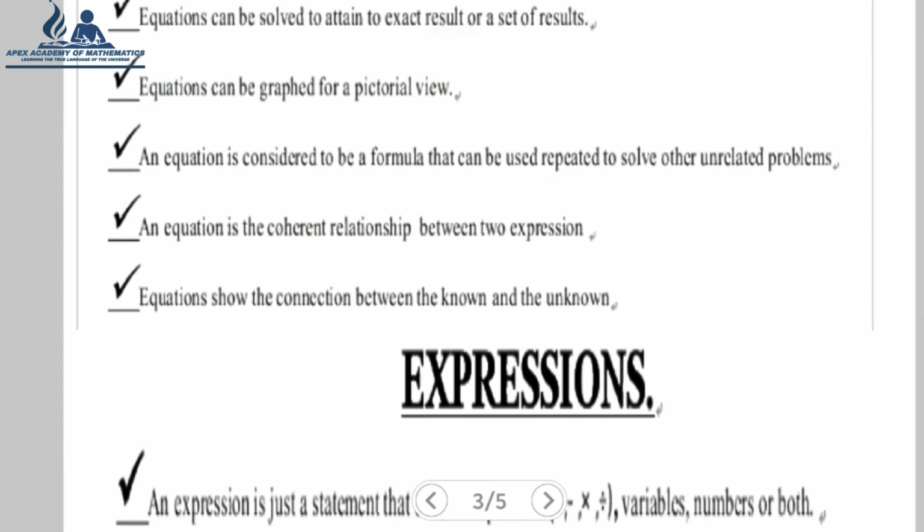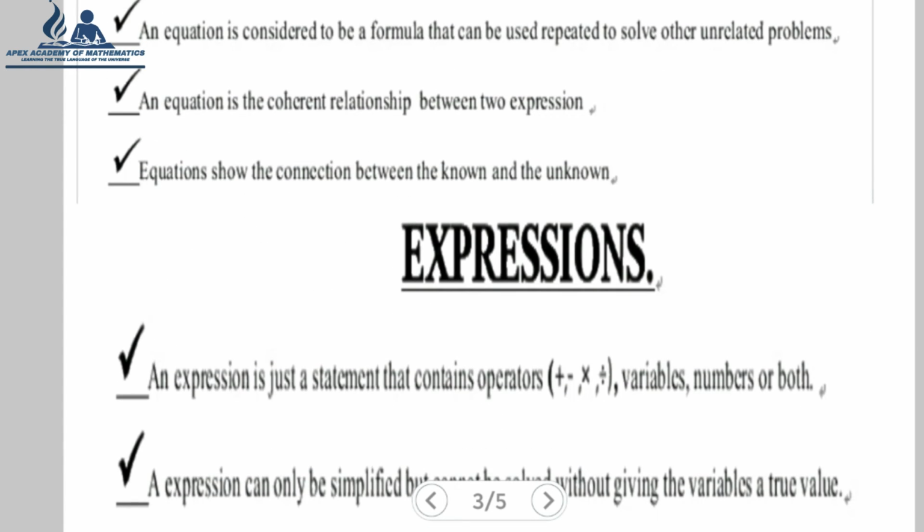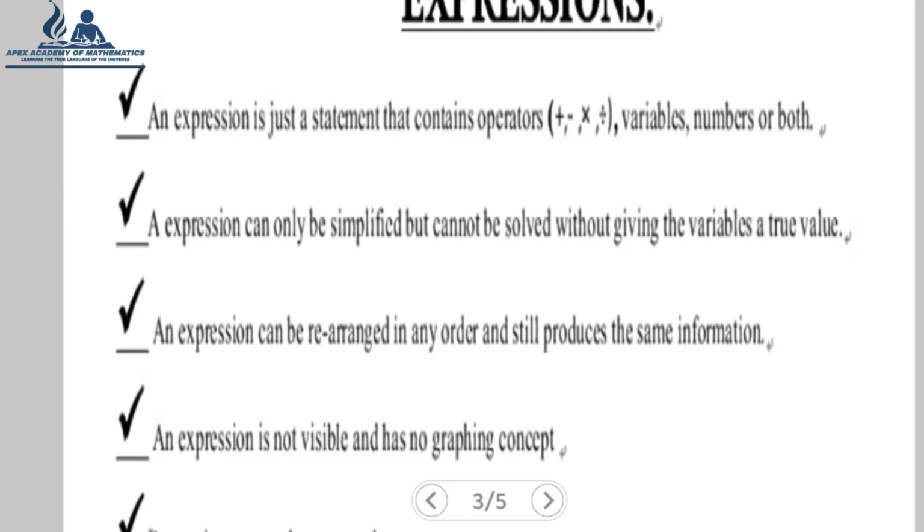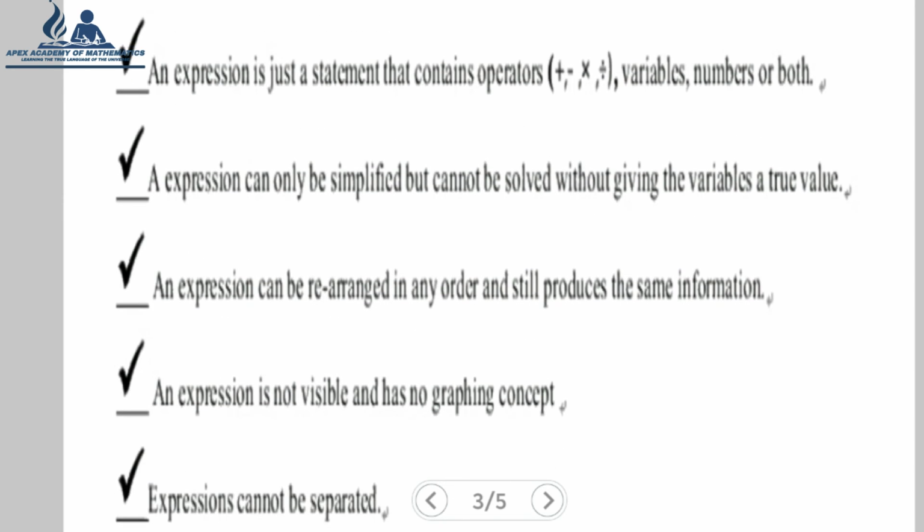Okay, and finally, for my differences, an equation shows a connection between a known and an unknown, right? It's what helps us to find the value of an unknown. You cannot use an expression to know what the unknown is, because in an expression the unknown can be any value, but in an equation, provided that it's solved, you are always going to find out what the unknown value is.